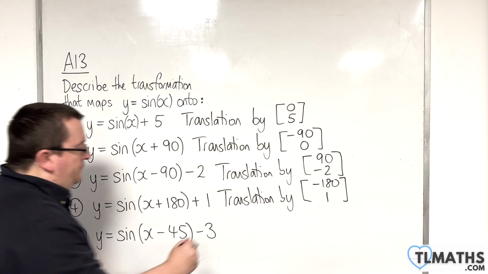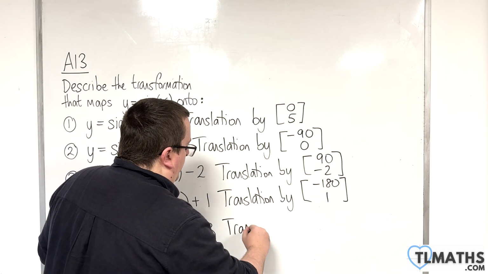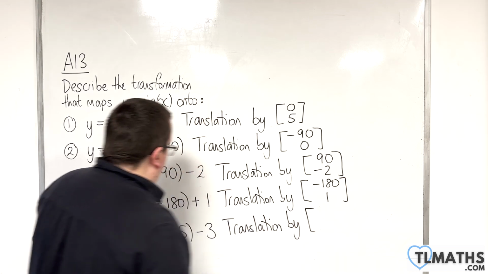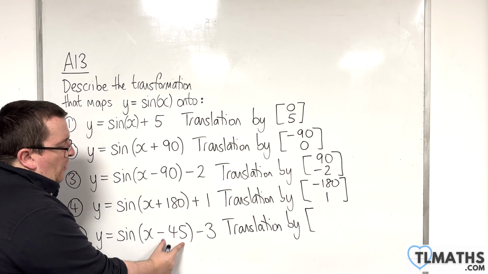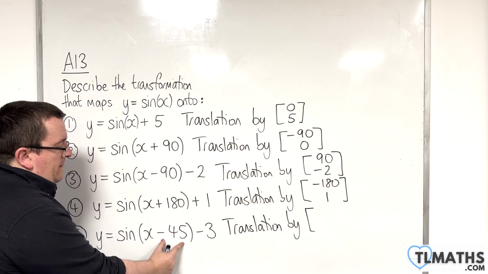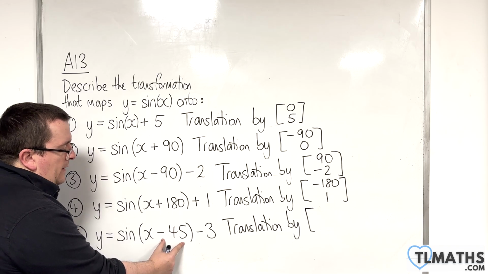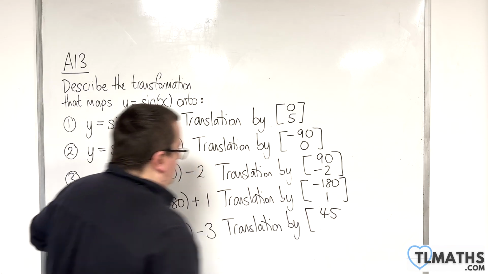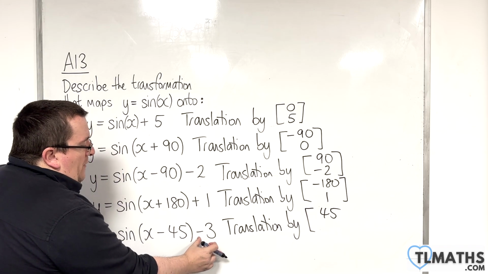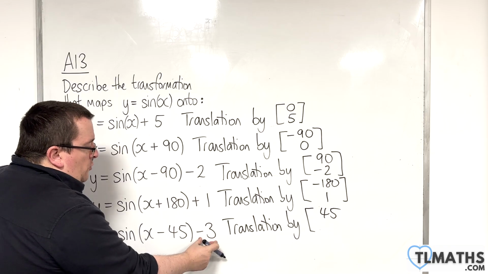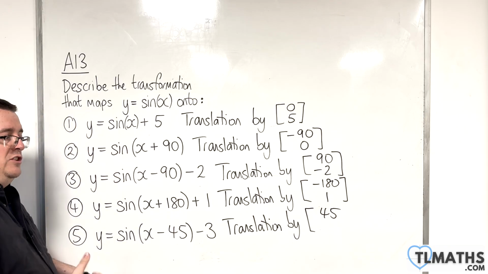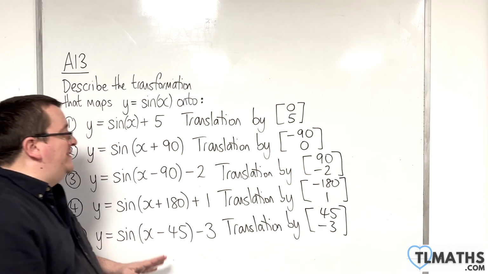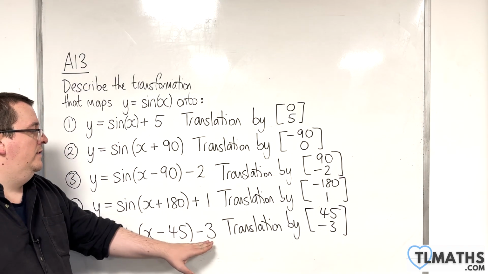And the last one, this is a translation. We've got negative 45 inside the bracket. That affects the horizontal direction, and so that's the opposite to what you expect. So that's positive 45. And you have negative 3 on the outside, which affects the vertical direction, and that's as you expect. So that's negative 3. So the final one there is a translation by the vector 45, minus 3.